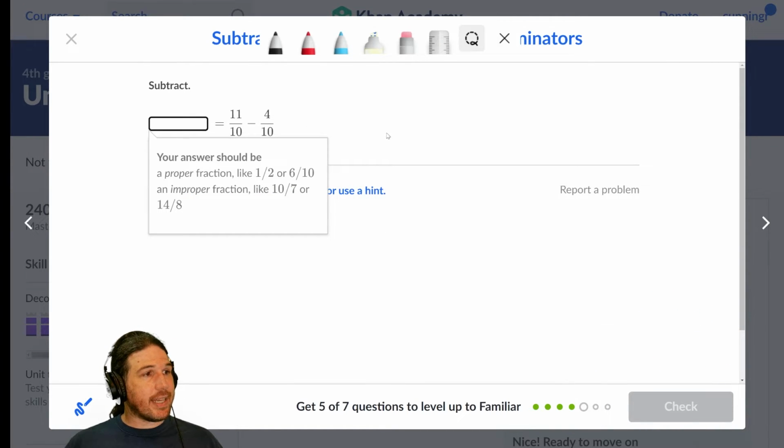We are over 10. 11 minus 4, 11, 10, 9, 8, 7. We get 7 fourths. I'm sorry, haha, 7 tenths. Again, as always, make sure you're checking your work before you hit that check button.